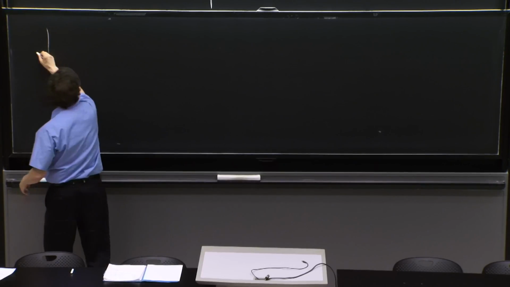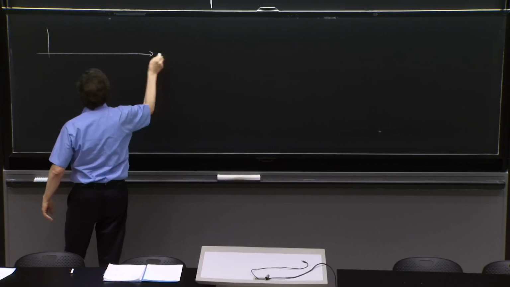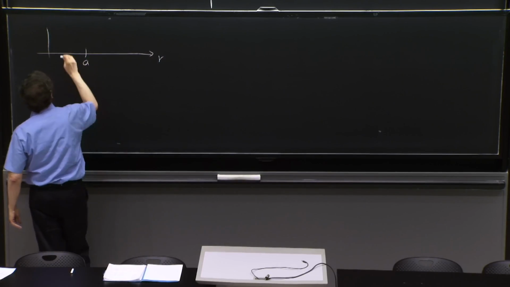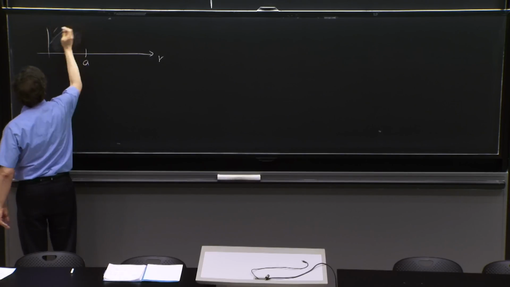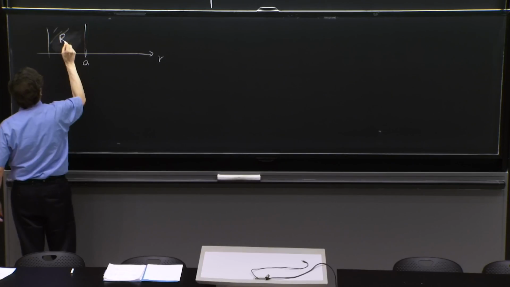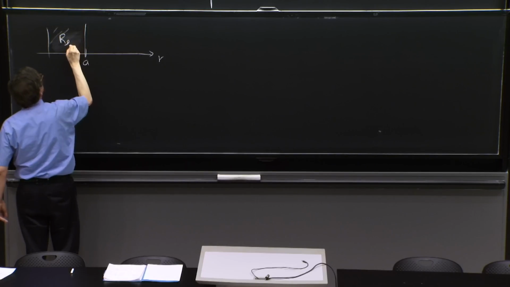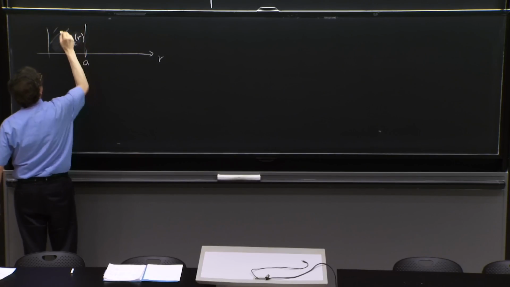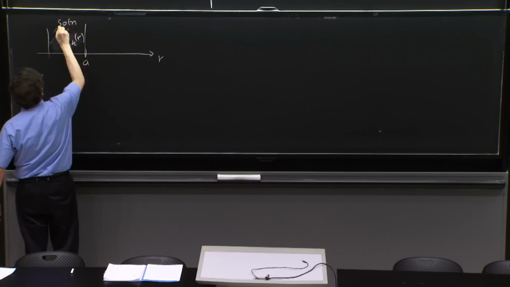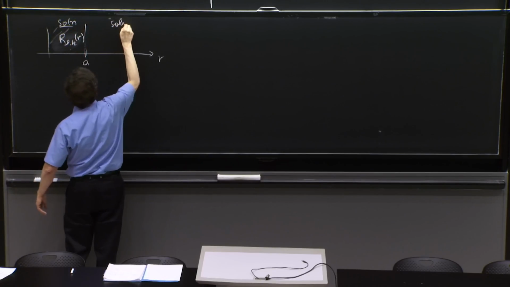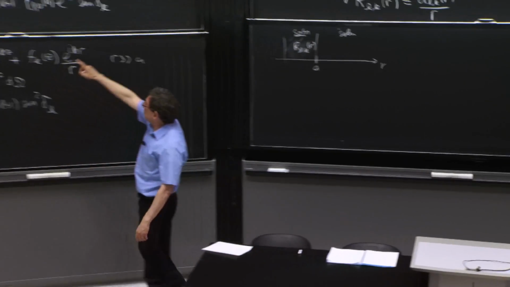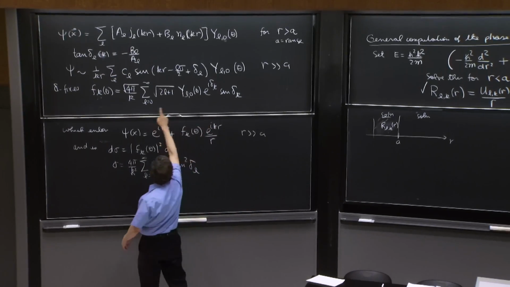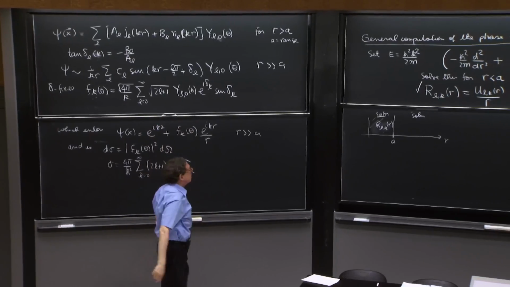We have a diagram for r, and here is a. In this region, the solution is r times the radial function R_{Lk}(r). That's the solution, and this is for the Lth partial wave. The solution outside is the Lth partial wave that I've written there.